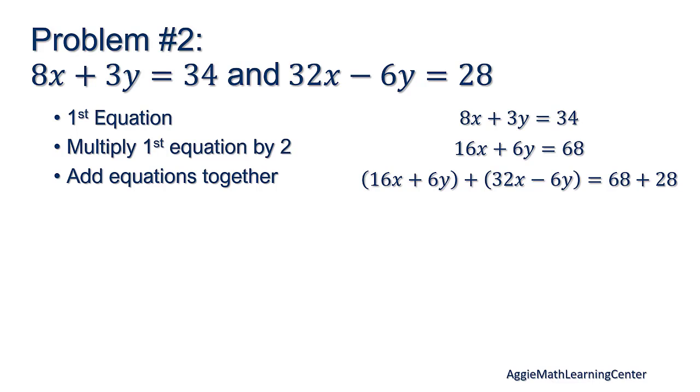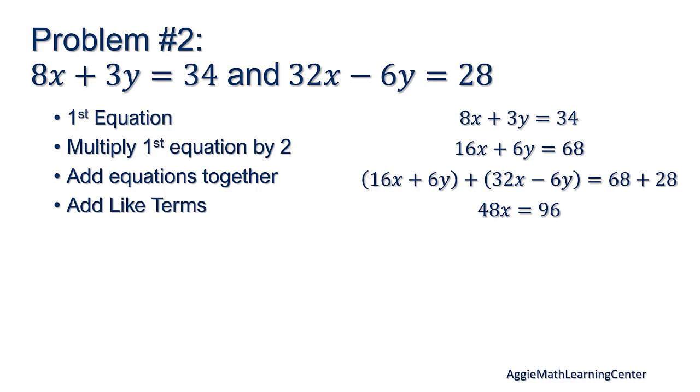You might be asking why we can add 2 equations together. Algebraic properties allow us to add whatever we want to one side of the equation, just as long as we add the same thing or something equivalent to the other side. Since we know 16x plus 6y is equivalent to 68, we know we can add 16x plus 6y to the left side of the second equation and its equivalent value 68 to the right side.